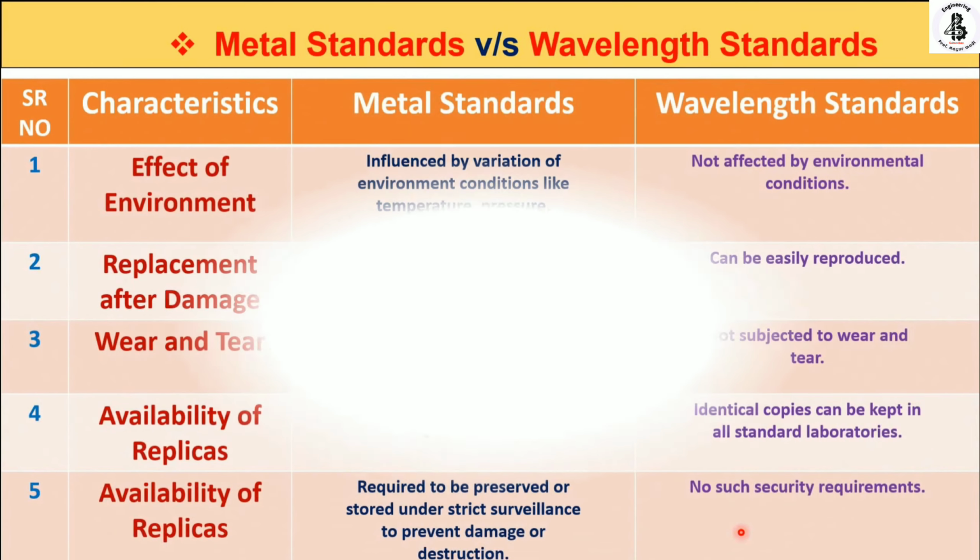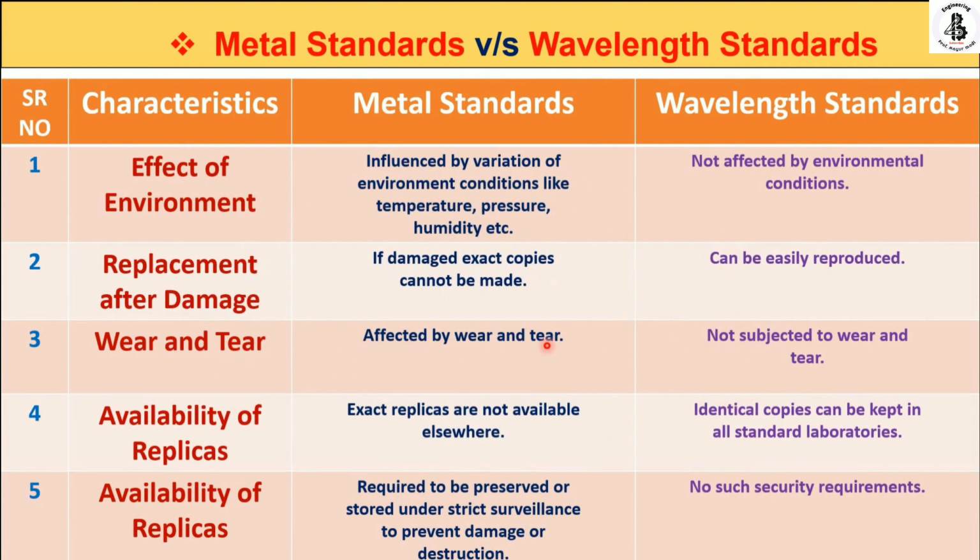Now you can see the basic difference between metal standards and wavelength standard. From the characteristics side, the effect of the environment: metal standards are influenced by variations of environmental conditions like temperature, pressure, humidity. But in case of the wavelength standard, there is no effect from environmental conditions, which is an advantage of wavelength standards.